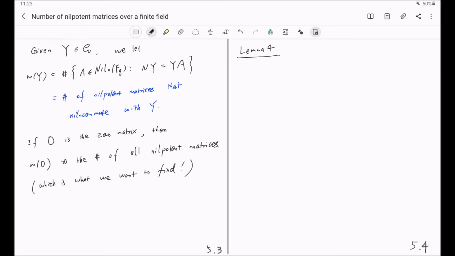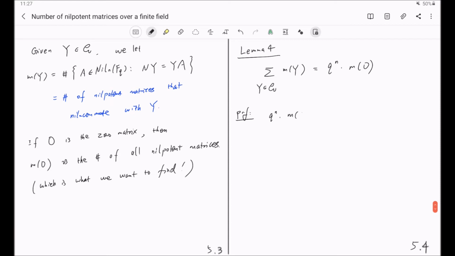Our lemma 4 states that if you sum up M of Y's over all possible admissible matrices Y, you get Q raised to power n times M of O. And now let's prove this. We start with the right hand side, Q raised to power n times M of O.